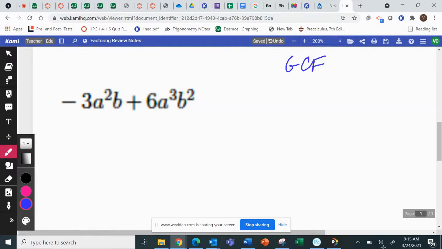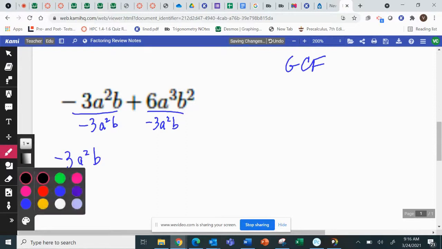First thing I'm always going to look for, and I see a negative, so I'm going to want to take that negative out. I see a 3 and a 6, so definitely a 3. There's a squared and a to the third, so a squared in both, and they both have at least a b. So I'm taking out -3a squared b.